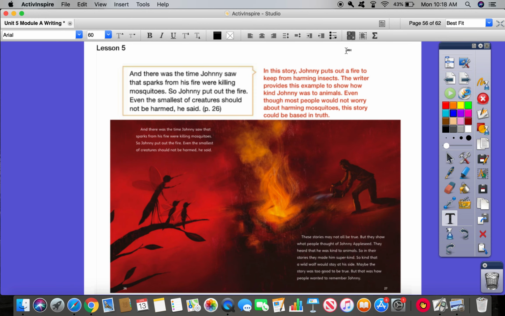Okay, so if we look at pages 26 and 27, there was a time Johnny saw that sparks from his fire were killing mosquitoes, so Johnny put out the fire. "Even the smallest of creatures should not be harmed," he said, on page 26. In this story, Johnny puts out a fire to keep from harming insects. The writer provides this example to show how kind Johnny was to animals. Even though most people would not worry about harming mosquitoes, this story could be based in truth.